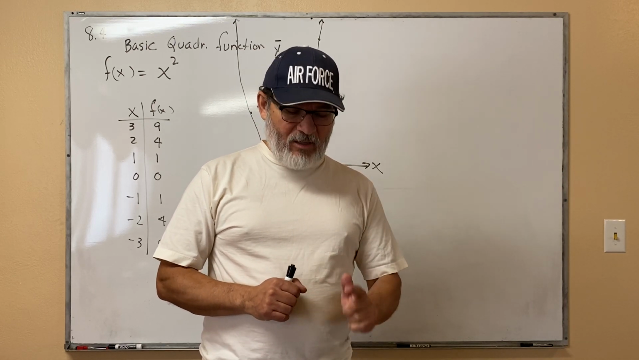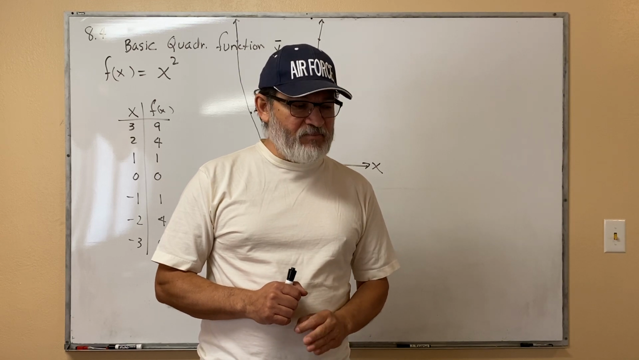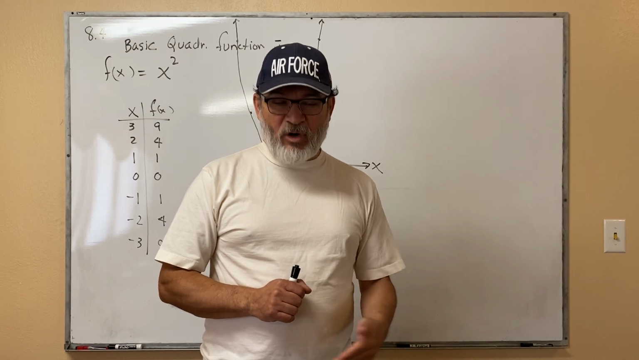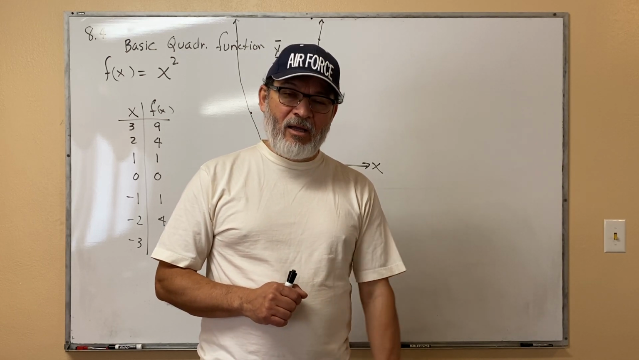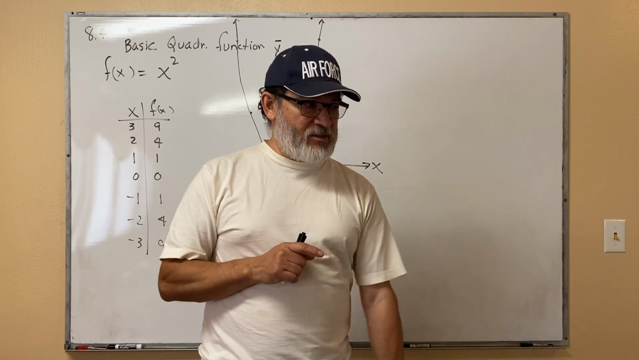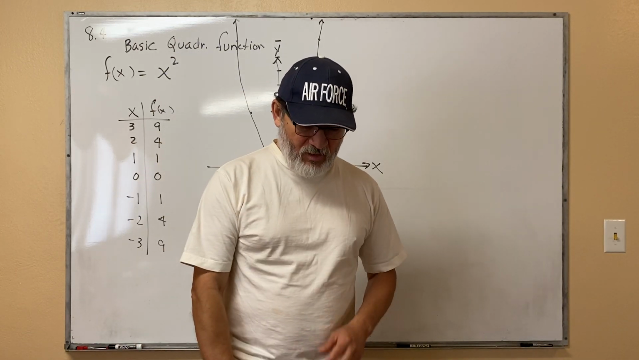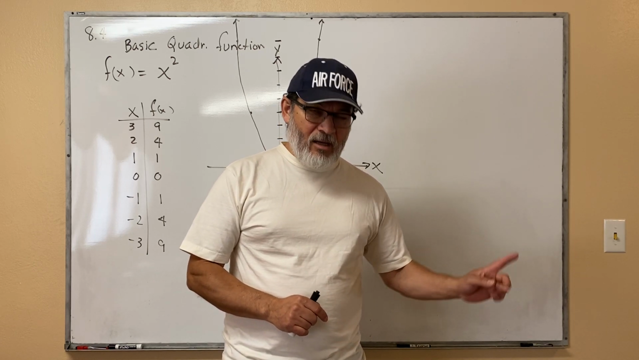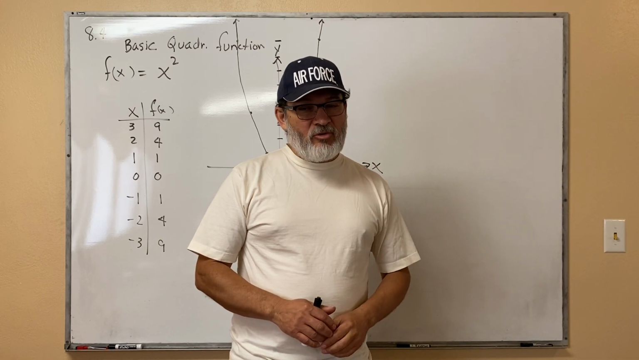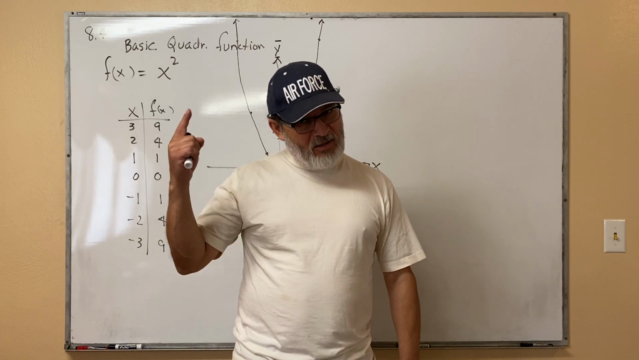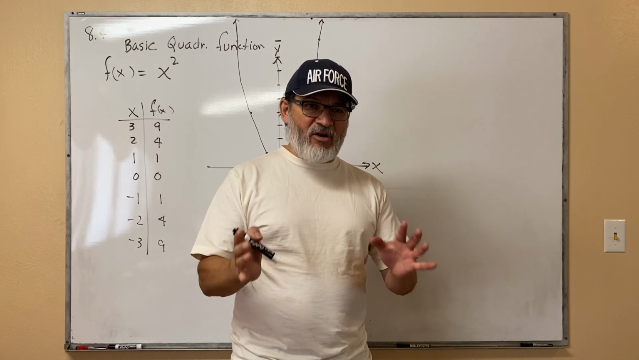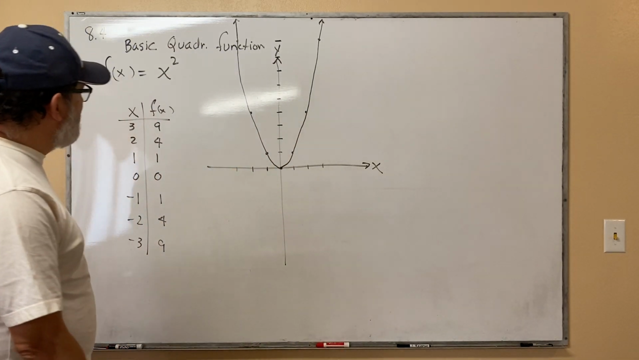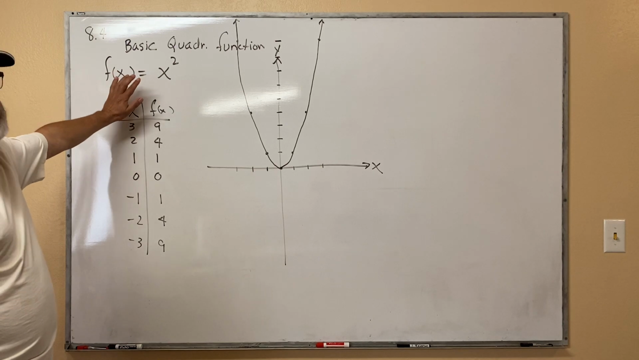Behavior of the basic parabola from the vertex: twice to the right, 4 up. Twice to the left, 4 up. Stand on the vertex, 3 times to your right, 9 up. 3 times to your left, 9 up. That's the behavior of the basic parabola. All right. Now we can mess with the basic parabola.